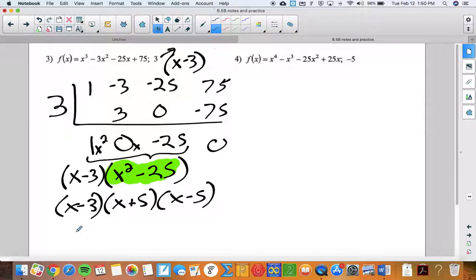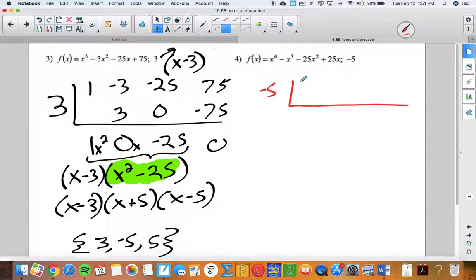So what are our zeros? What makes each of these factors equal 0? 3 makes this become 0. Negative 5 makes this become 0. And positive 5 makes this become 0. Sweetness. Let's try it again.